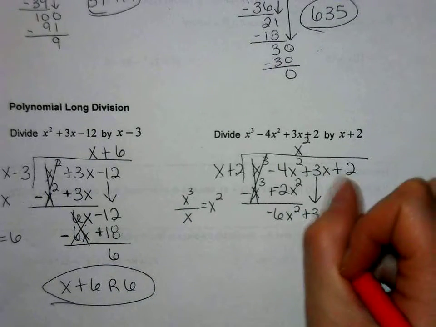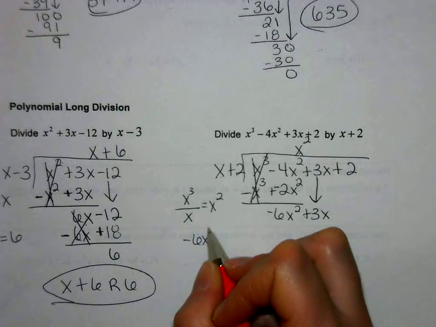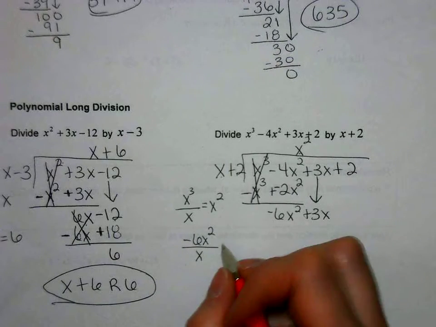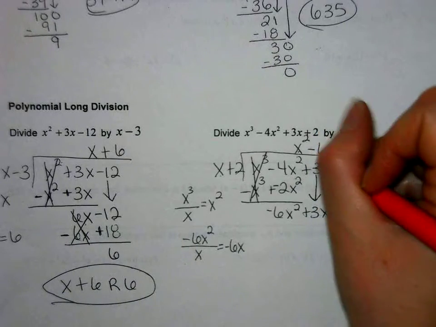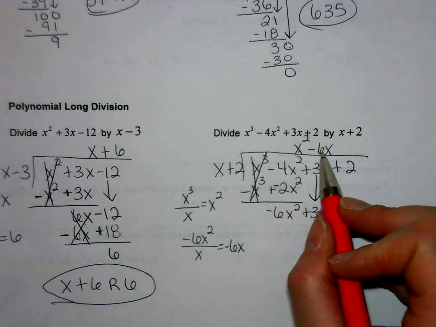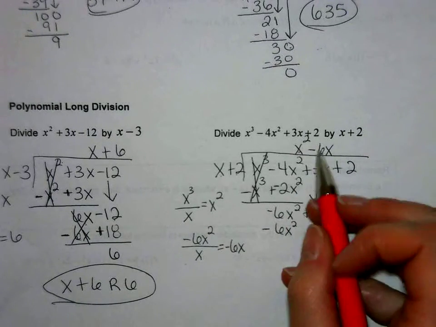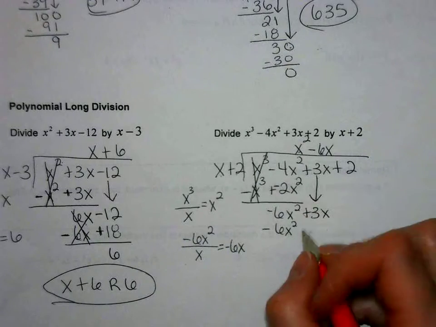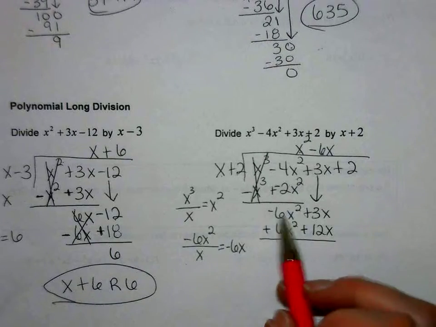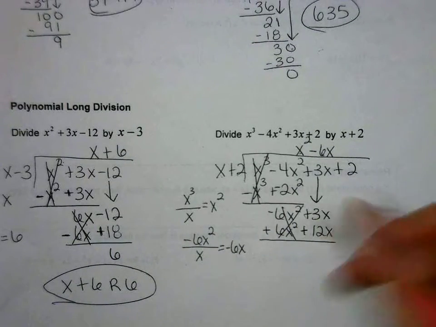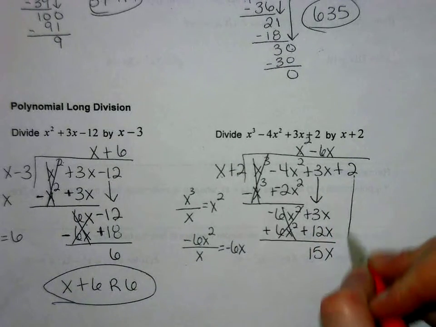Bring down our next term. Now we say, okay, negative 6x squared is our first term, and we're dividing that by x, which is going to equal a negative 6x. Bring that up top, negative 6x. Negative 6x times x is negative 6x squared. Negative 6x times a positive 2 is negative 12x. Draw our line, change our signs. Negative 6x squared plus 6x squared is 0. 3x plus 12x is 15x. Bring down our last term.